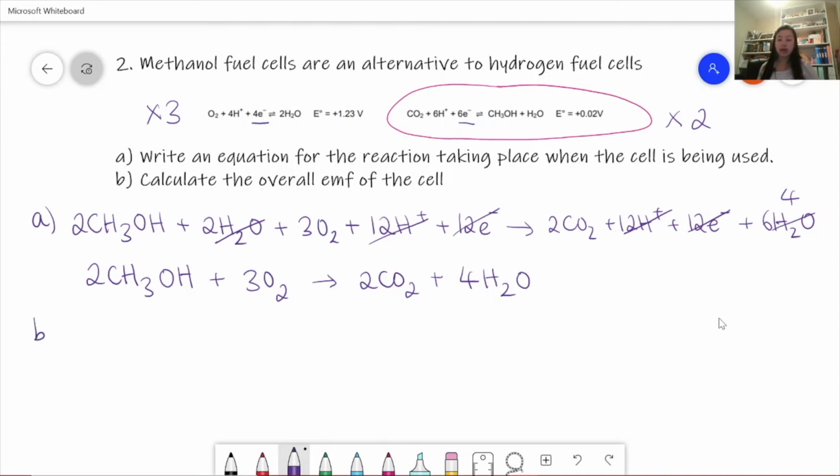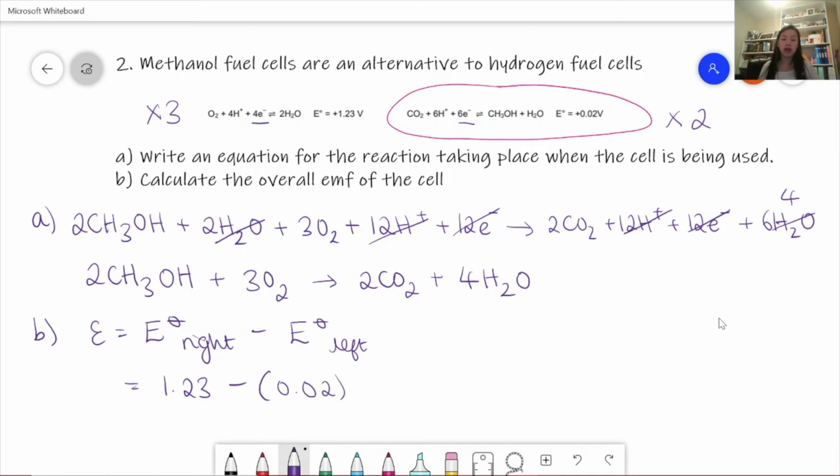And then for B, we use the formula EMF equals the standard electrode potential of the right minus the standard electrode potential of the left. And so that will equal the 1.23, because the half cell on the right will always be the more positive one. So 1.23 minus 0.02, and that comes out to be 1.21 volts, and that's positive.